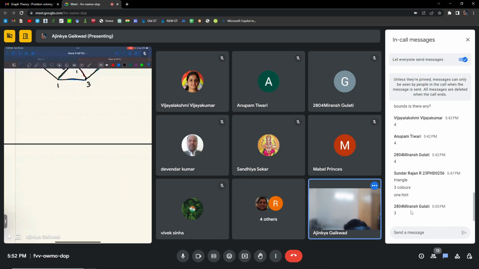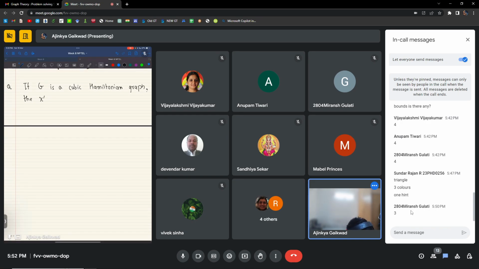Question: if G is a cubic Hamiltonian graph, then phi prime of G is equal to what?